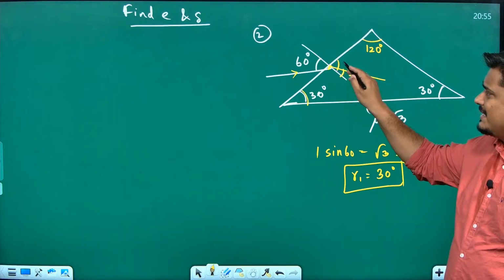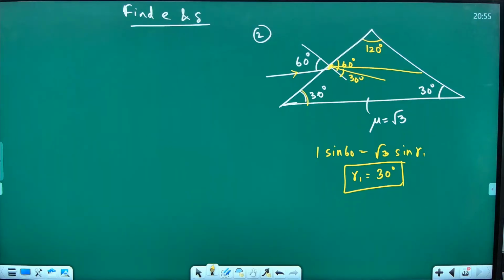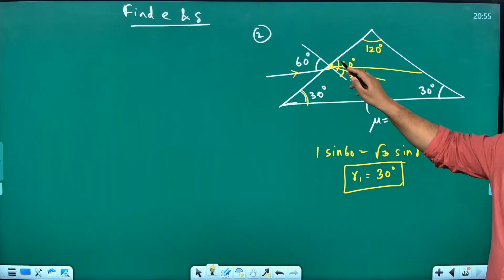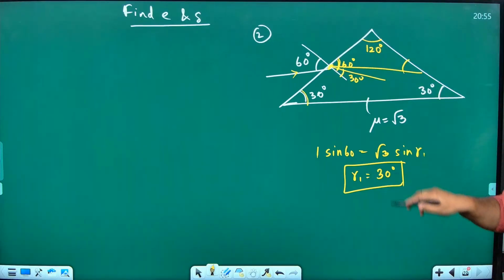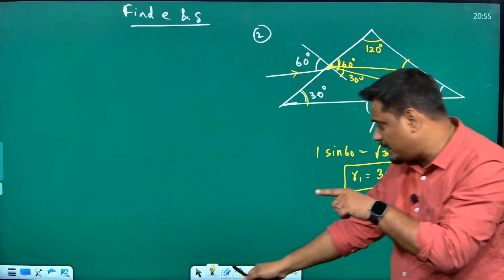This is going to be 60. 120 and 60 are what? A linear pair. It means the light will not go and hit here itself. If it does, 60 plus 120 plus 0 degrees here, not possible, no? If two lines make an angle of 180 degrees, it means they are parallel to each other. There itself you understand that.